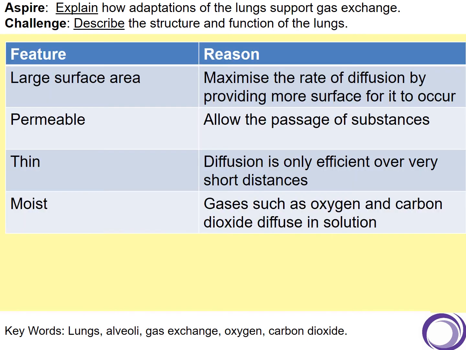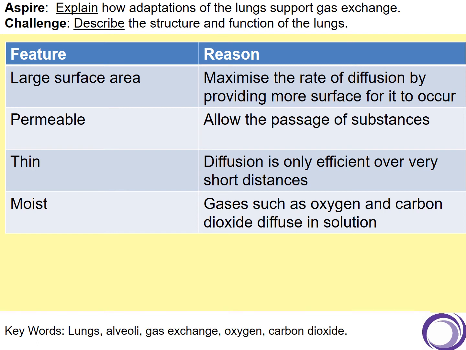Okay. So these are the 4 features that you might have come up with. It's got a large surface area. That's really important. The larger the surface area, the quicker the diffusion. It's also permeable, so it allows things through it, and it's also very, very thin. The thinner it is, the easier it is for the oxygen to move across and the carbon dioxide to get out. And it's also moist, and that just helps it to move a lot quicker.